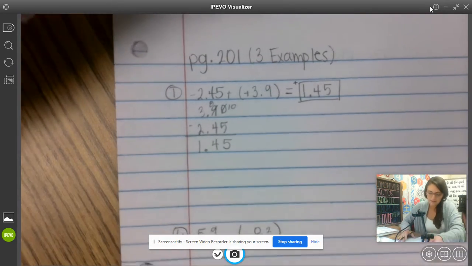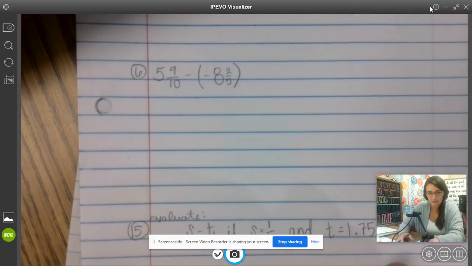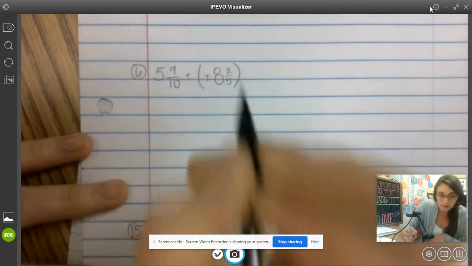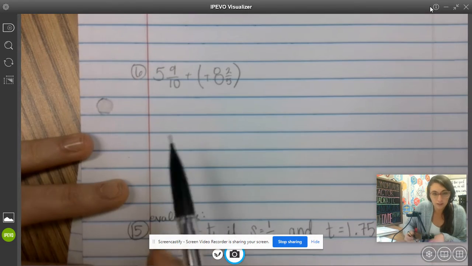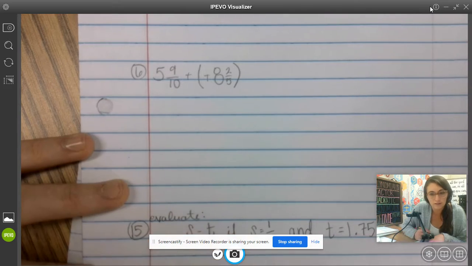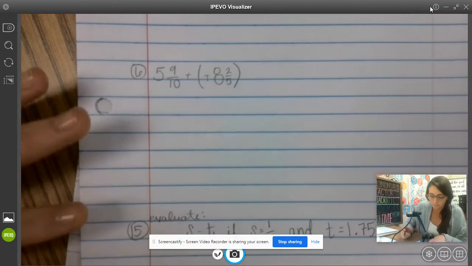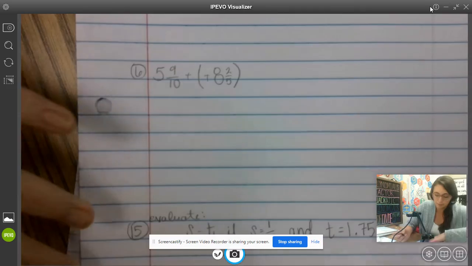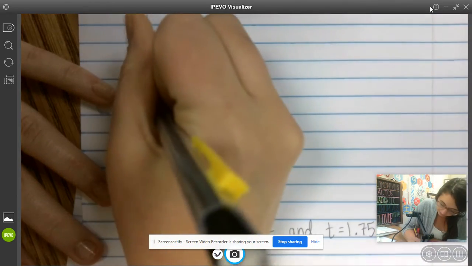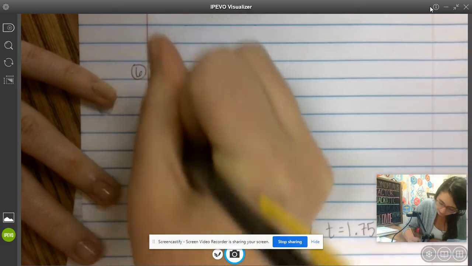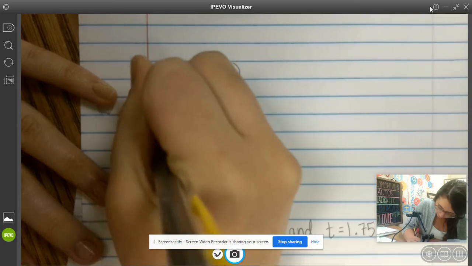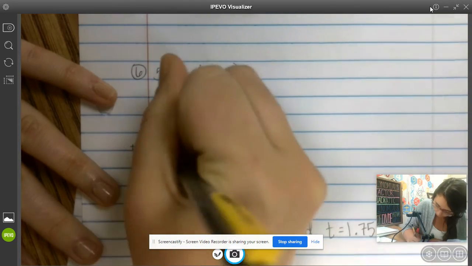Okay, all right. Now, number 6, we're going to look at some fractions. Okay, same thing. Add a line, change the sign. Here, your job just got a whole lot easier. Now it's just positive 5 9/10 plus 8 2/5. Regular old positive 8 2/5. So let's go ahead and change these to improper fractions. 10 times 5 is 50 plus 9 is 59. Stays over 10. 5 times 8 is 40 plus 2, and that's going to stay over 5.